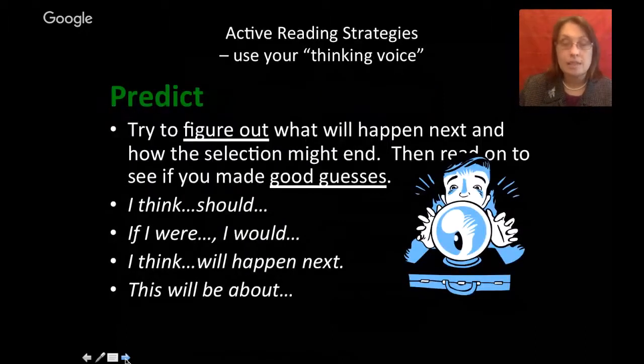Now, let's talk about some research-based strategies that help someone to be able to read better. The first one is predict. This is where you try to figure out what will happen next and how the selection might end. Then you read on to see if you made good guesses. Some sentence starters for these kinds of thoughts and writing assignments are, I think blank should blank. So if I were blank, I would blank. I think blank will happen next. This will be about, okay?